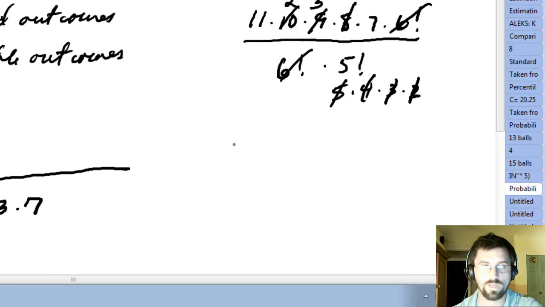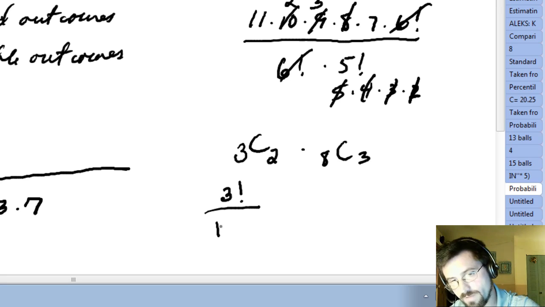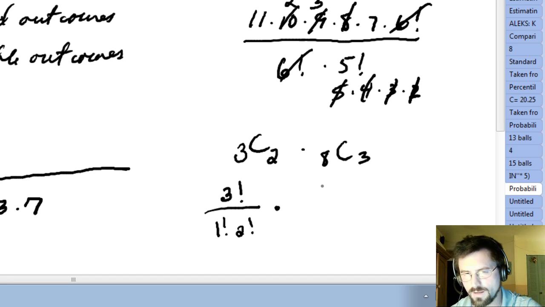In the numerator, we want to choose 2 females out of a possible 3. So 3 choose 2. That's for the females. For the males, we have 8 males, and we're going to choose 3. So using the formula, we have 3 factorial over 1 factorial times 2 factorial. And hopefully you'll figure out after a while that whenever these differ by 1, the answer is n. Okay, so that comes out to 3. And then what do we have over here? We have 8 factorial over 5 factorial and 3 factorial.